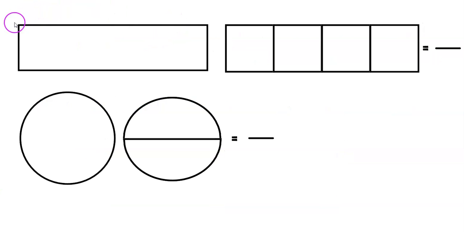So now I have a rectangle. I split this rectangle into 4 equal parts. So that means that my denominator for this fraction will be 4 because there are 4 equal parts.